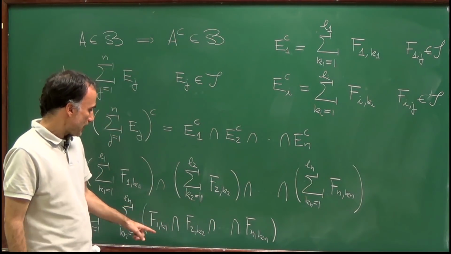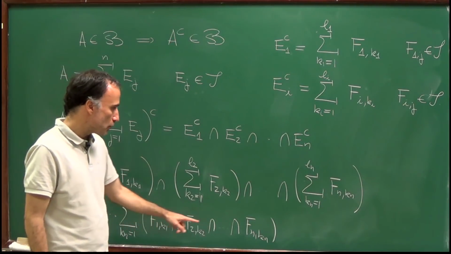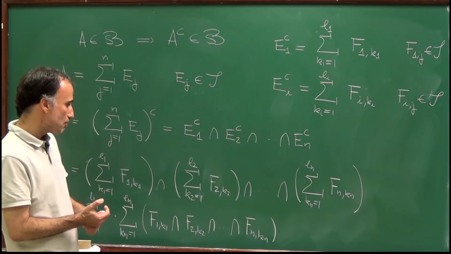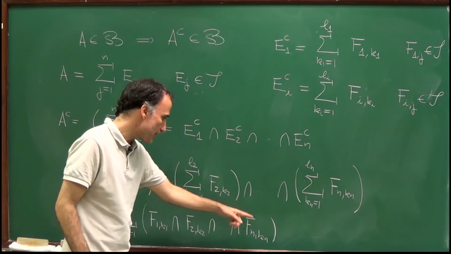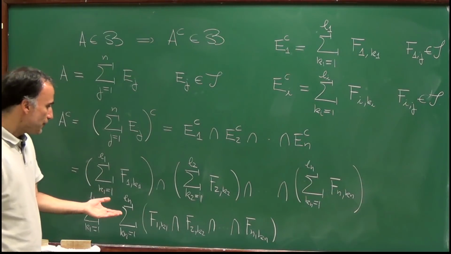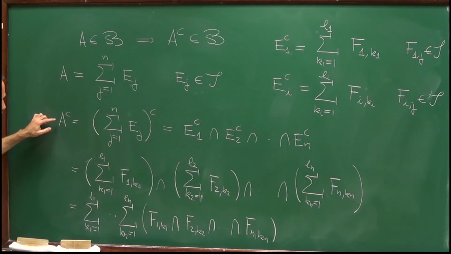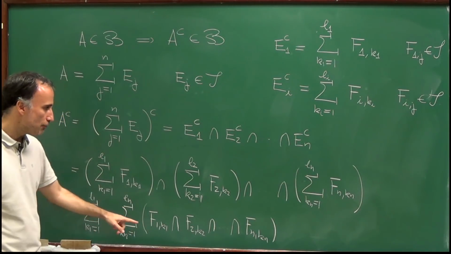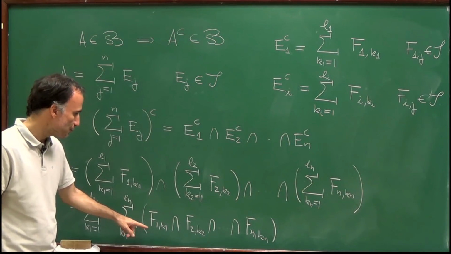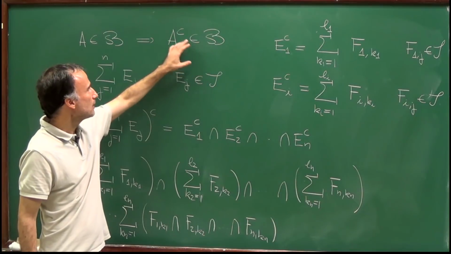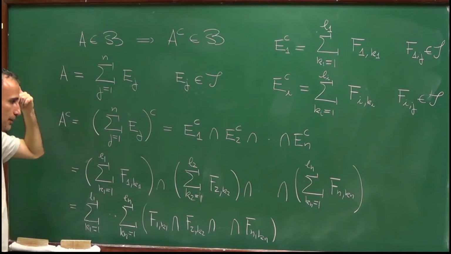Since each set F belongs to the semi-algebra, and the semi-algebra is closed by intersection, these intersections are elements of the semi-algebra. Therefore, we have just written the complement of A as a finite disjoint union of elements of the semi-algebra, which means that A complement belongs to B, as we claimed.